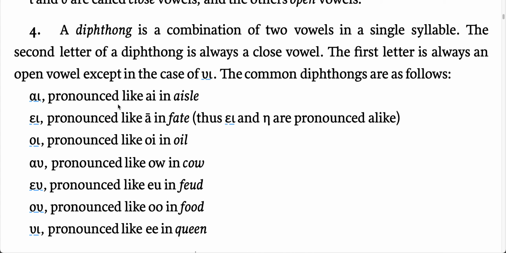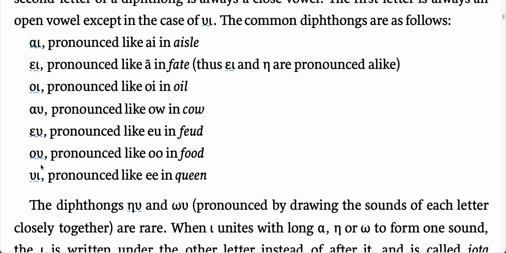So if it's alpha iota, it's pronounced like the AI in aisle. Epsilon iota, like the long A in fate. So epsilon iota and the eta by itself have really the same pronunciation value. Omicron iota is like OI in oil. Alpha upsilon is like the OW in the word cow. Epsilon upsilon is pronounced like the EU in feud. Feud, like Family Feud. Omicron upsilon is pronounced like the two O's together in the word food.